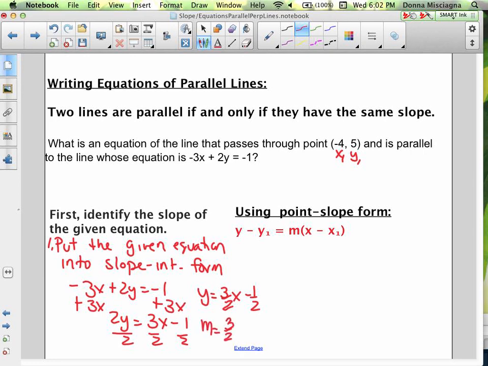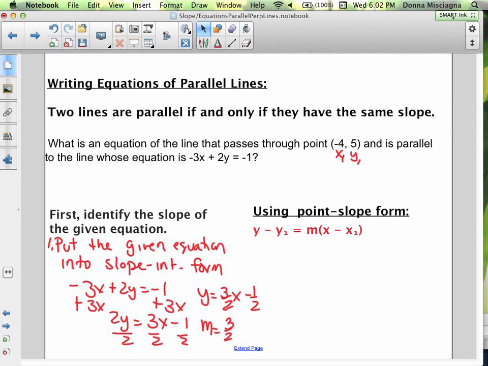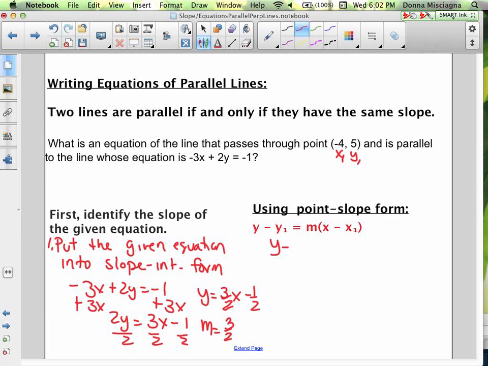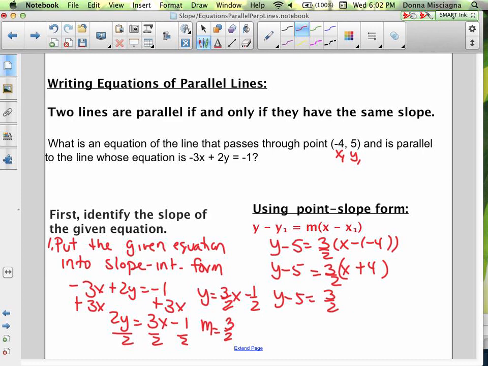So we got our slope, we have our point, and now we'll just plug in. So we have y minus 5 equals 3 halves x minus a negative 4. Let's simplify out that minus a negative 4. So y minus 5 equals 3 halves times x plus 4. So multiplying x by 3 halves, super easy. If you have any trouble multiplying 3 halves by 4, write it off to the side.